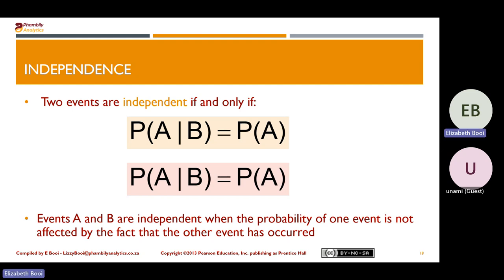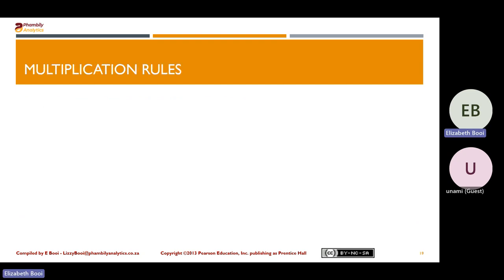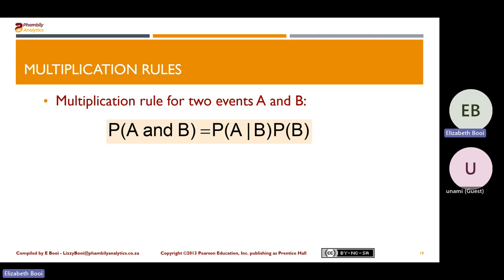A and B are independent when the probability of one event is not affected by the fact that the other event has already occurred. So how do we find the joint probability of A and B if we've got independent events? That's when we introduce what we call the multiplication rule for two events.